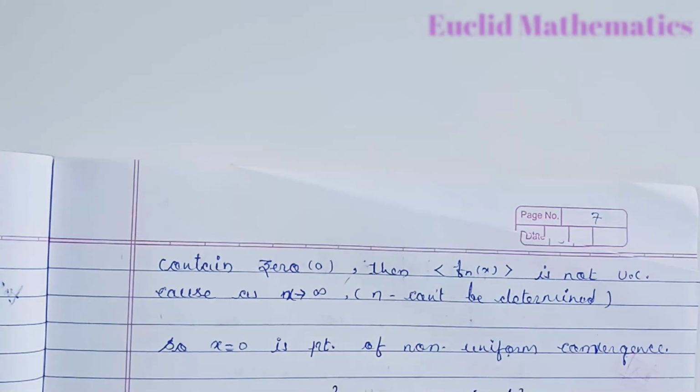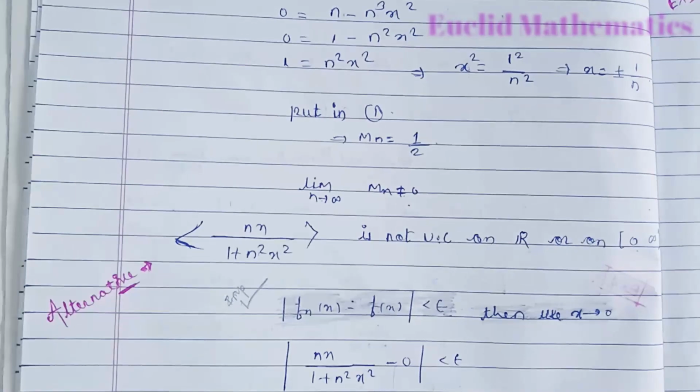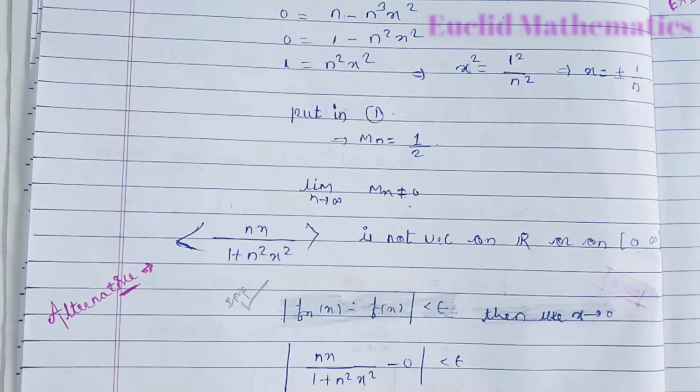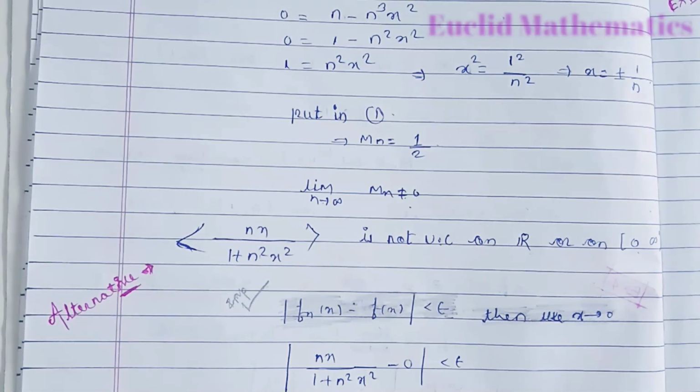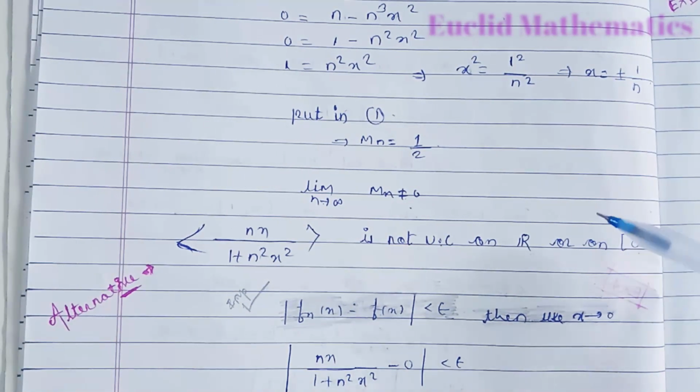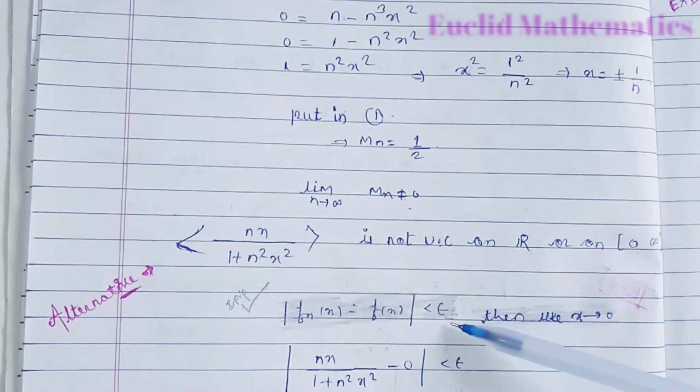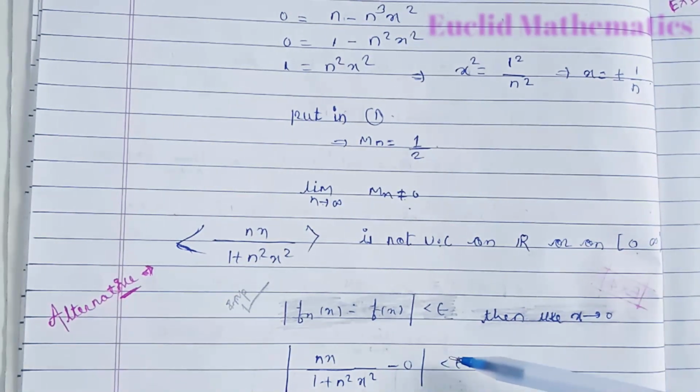In today's lecture we learned how to determine whether a sequence of functions is uniformly convergent or not by using two methods. The first method is by using the Yeoman test, and the second method is the standard definition of uniform convergence.